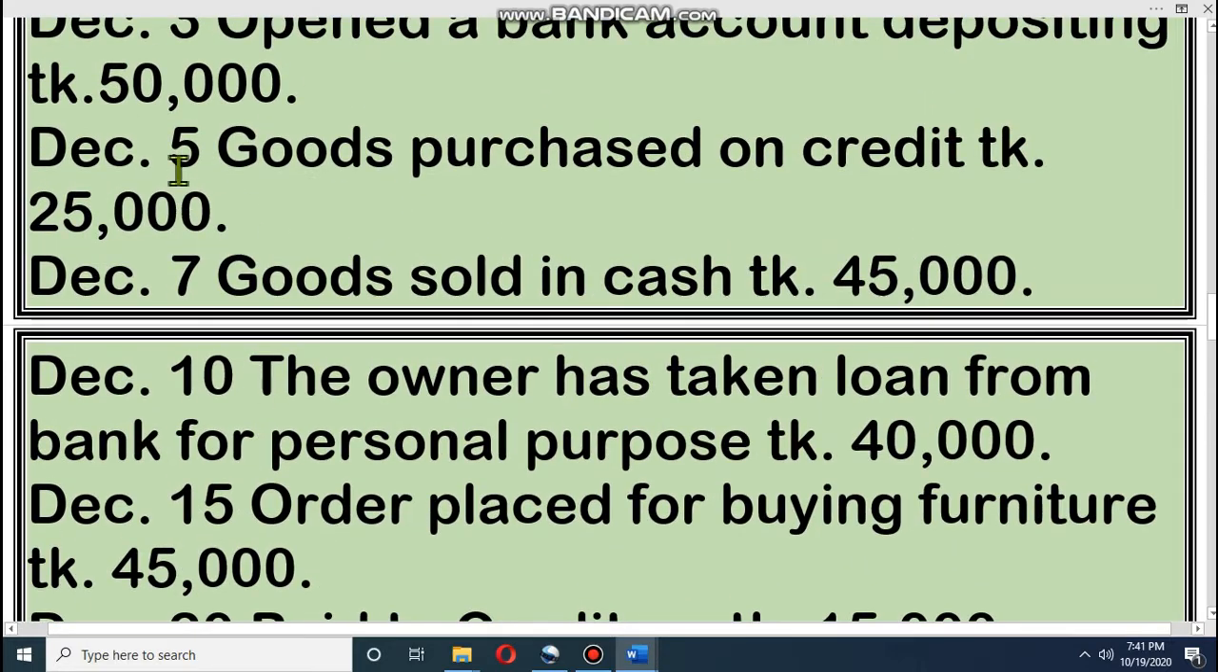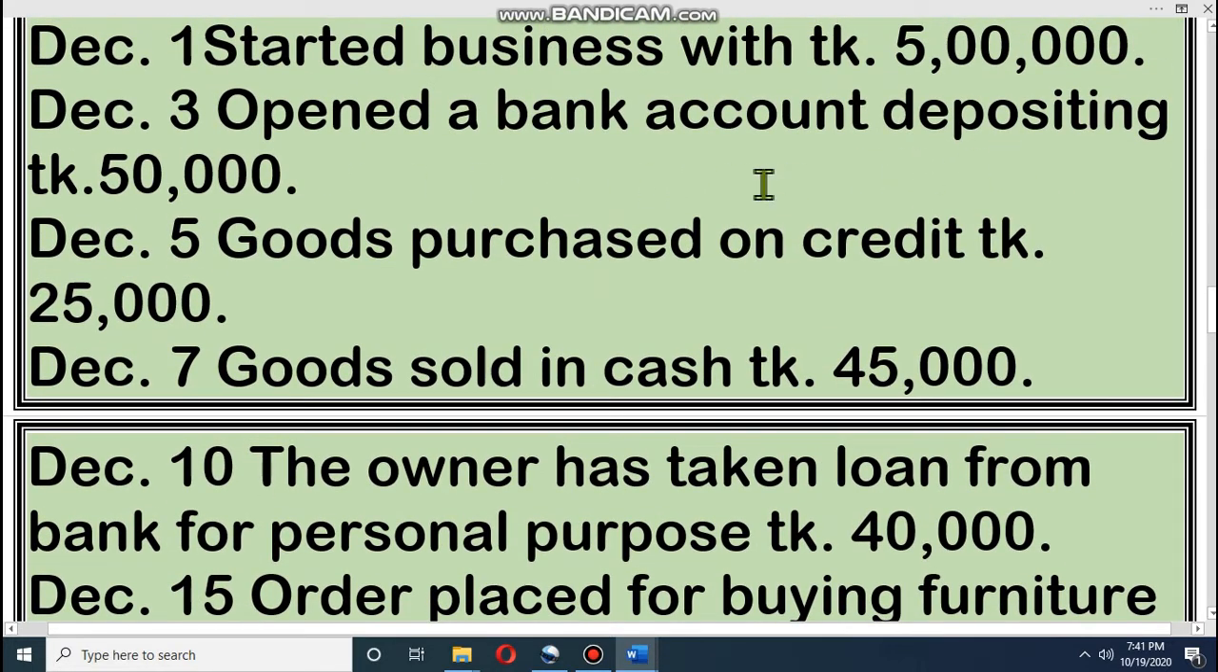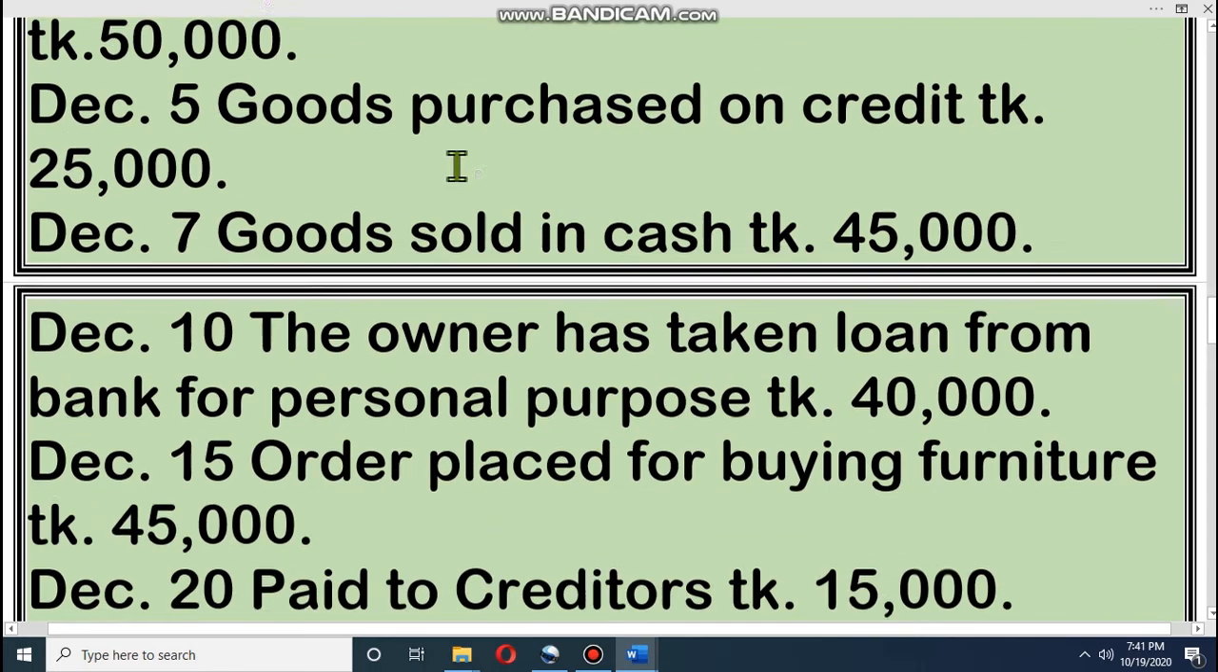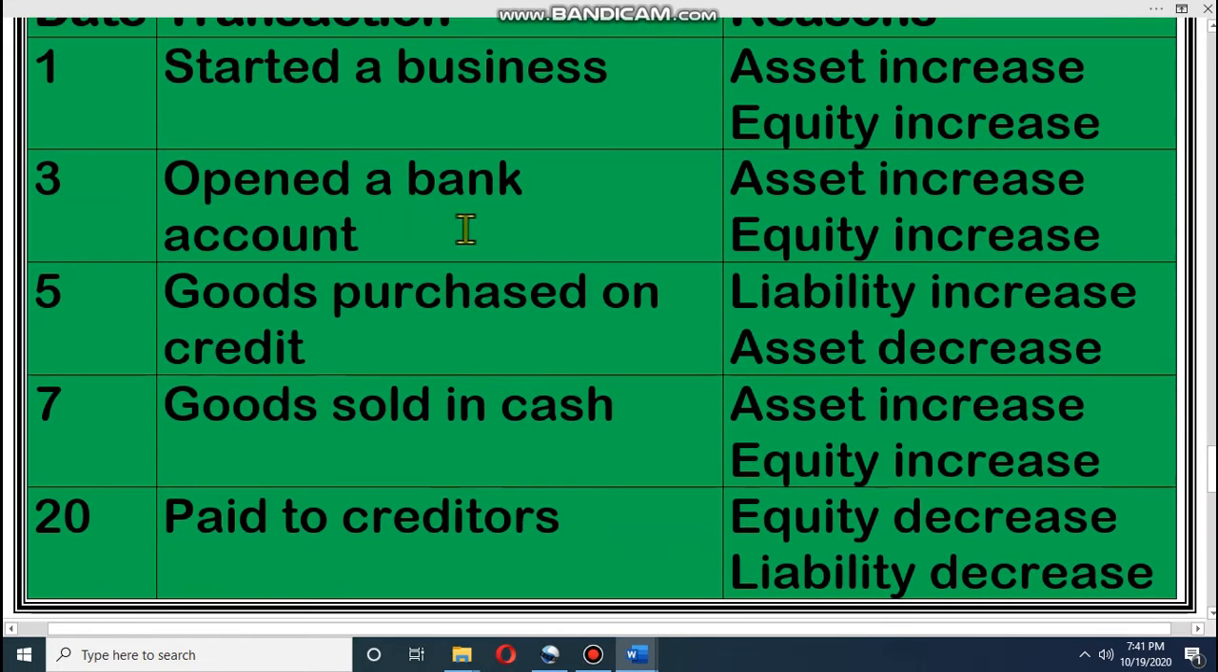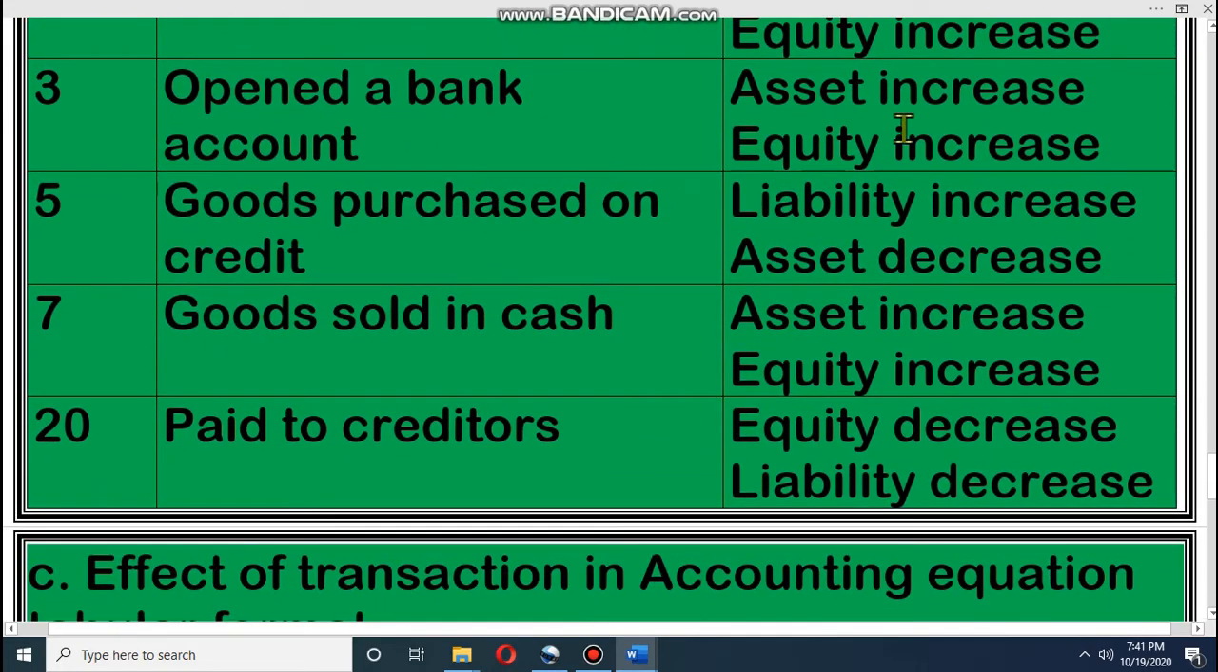Next transaction, look at the question. It is: open a bank account by depositing taka 50,000. That means we have deposited some money into the bank. What is happening here? Dear student, by opening a bank account, our asset increases. How? If you deposit the money into the bank, your bank money increases. The bank will pay you later on, so this is a kind of current asset. On the other hand, your cash in hand, which earlier was 50,000, decreases.